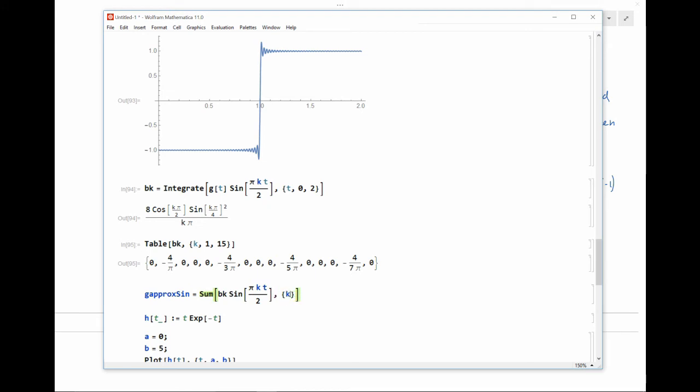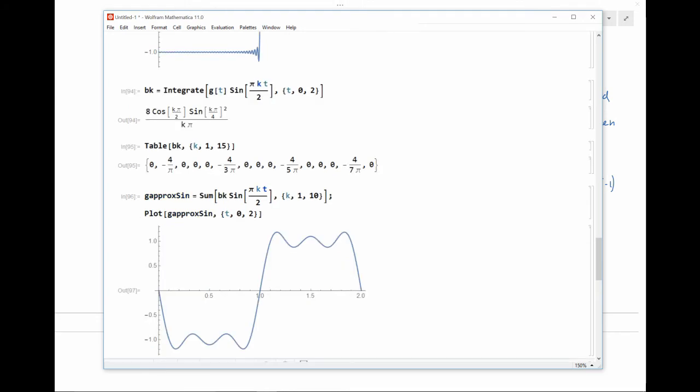And again, let's add just a few terms. When we're adding terms from 1 to 10, only 3 of those terms are going to be non-zero. So we're not actually adding that many terms here. This does look like a function, but I think we need more terms. It's a little bit better.